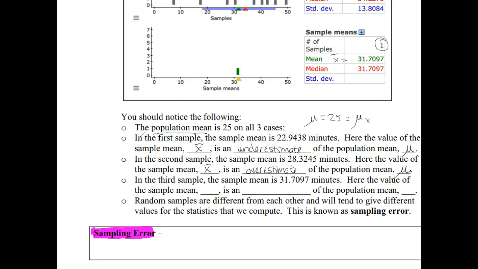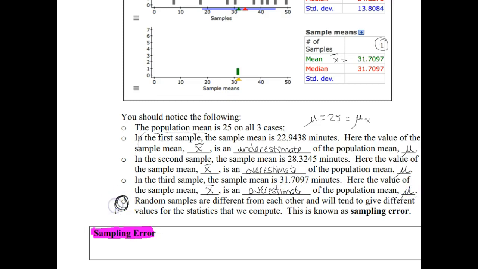Because again, x bar is trying to give us a good estimate of what the true value of mu is, which in this case with the simulation we actually know what it is. Mu was 25. So in this case 28.3245 is bigger than 25, so we have an overestimate. And finally, in the third sample, the sample mean was 31.7097 minutes. So here the value of x bar, again, is another overestimate of the population mean mu.